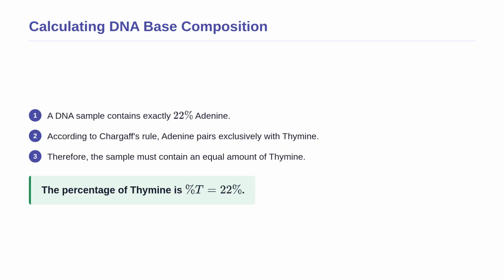Let us see how this formula works in a real-world scenario. Suppose a forensic scientist analyzes human DNA and finds that exactly 22% of the bases are adenine. We need to find the percentages of the other 3 bases. We start with what we know. Adenine always pairs exclusively with thymine. Because of this one-to-one relationship formed by hydrogen bonds, an equal amount of thymine must be present. Therefore, we can immediately conclude that the percentage of thymine is also 22%.